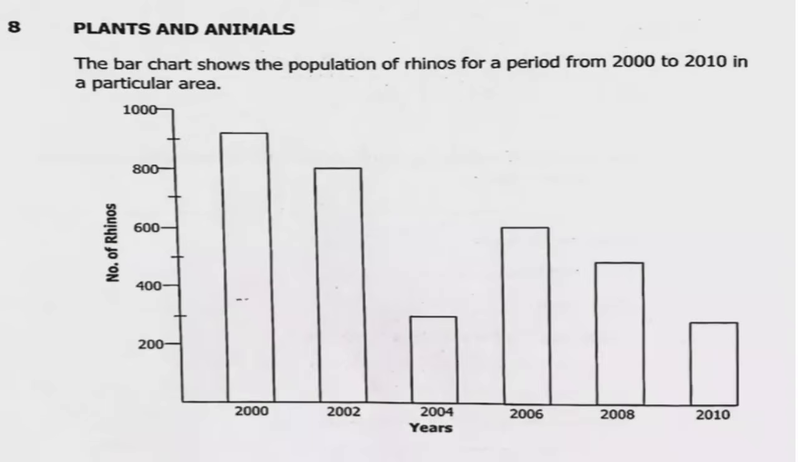We can see that in 2000 the rhinos were approximately 900. In 2002 they were 800. In the year 2004 they were just 300. Then in the year 2006 they were 600. In the year 2008 they were about 500. In the year 2010 they were about 300 again. Okay, so now we have studied the diagram.